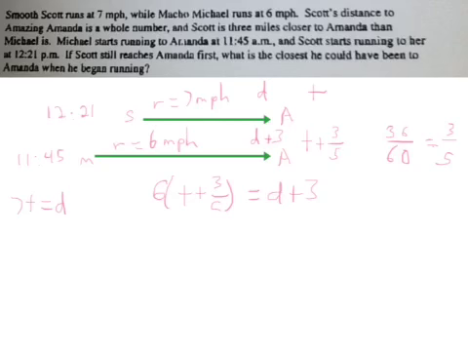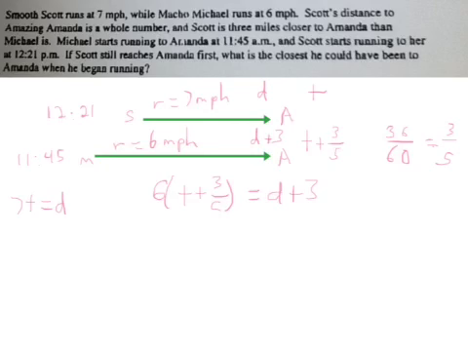He leaves at 12:21, his rate is 7 miles per hour. His distance is unknown, so we let it be d. His time is also unknown, so we're going to let it be t. Now Michael, he left at 11:45. His rate is 6 miles per hour. His distance, we know it to be 3 miles further than Scott's.